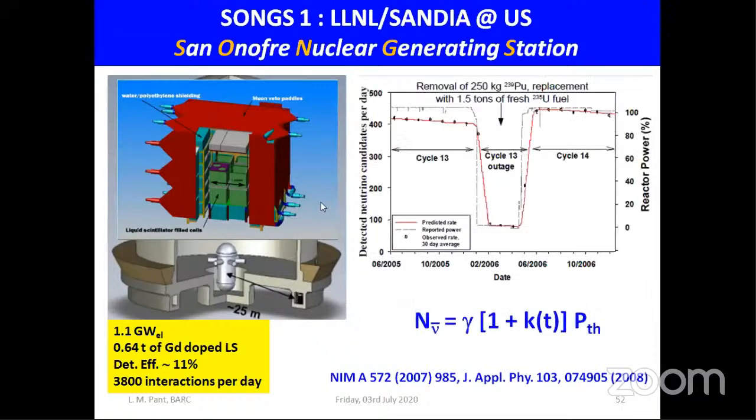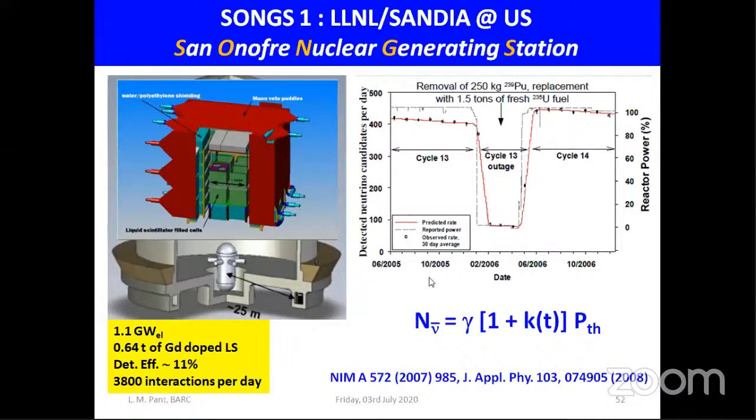And as you see here, the black one is the reactor power. There was a 250 kilogram of a 1.5 ton of fresh uranium which was refueled, and you can see the experimental points on the red line which clearly match with the power going down and then the power coming up. And of course, they can even tell you the content of the uranium and plutonium in the reactor.